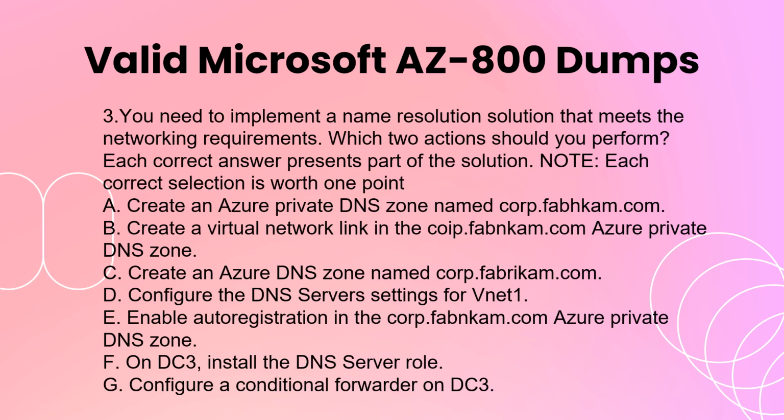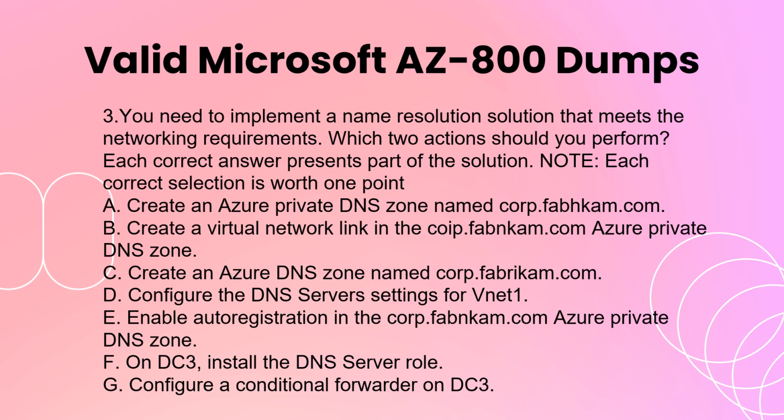3. You need to implement a name resolution solution that meets the networking requirements. Which 2 actions should you perform? Each correct answer presents part of the solution. Note: each correct selection is worth 1 point. A. Create an Azure private DNS zone named corp.fabricam.com. B. Create a virtual network link in the corp.fabricam.com Azure private DNS zone.